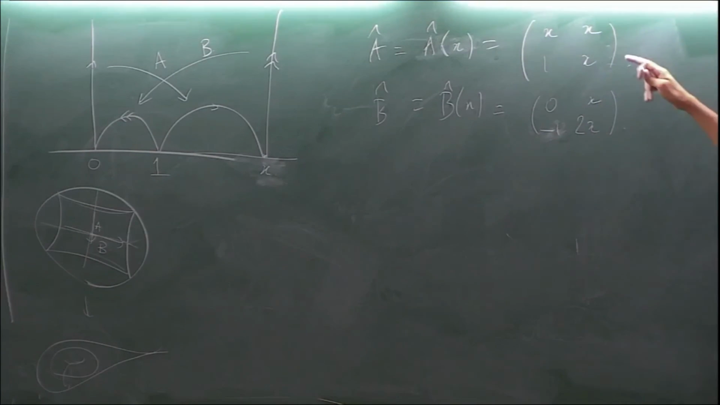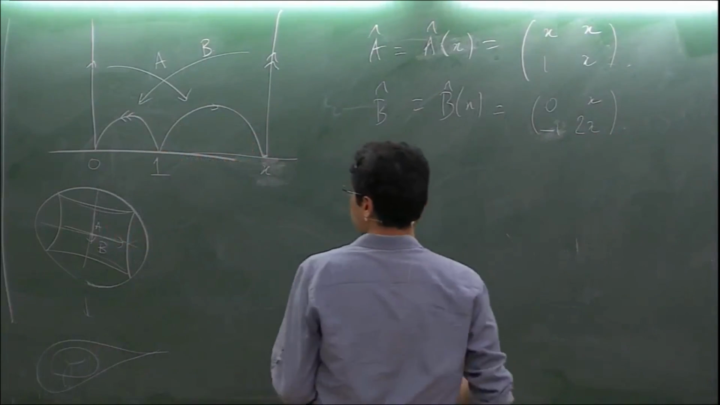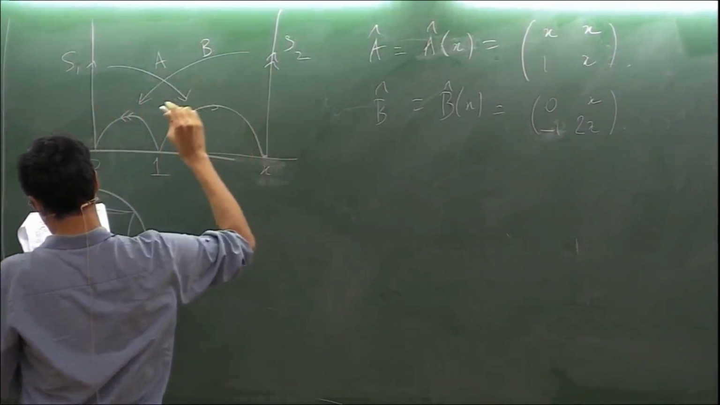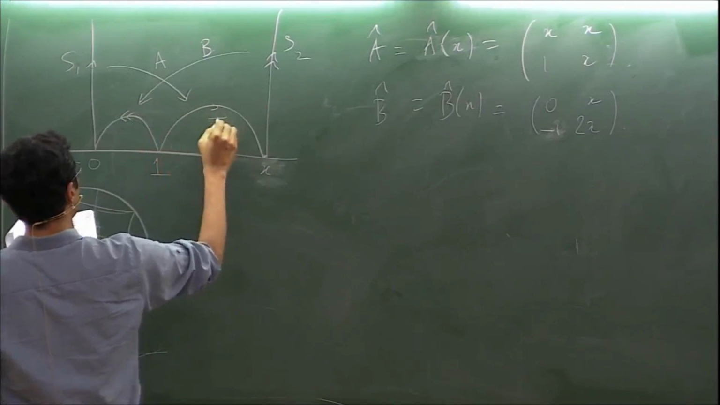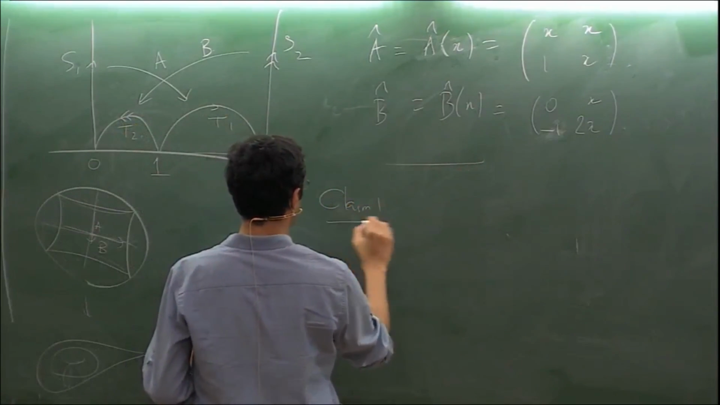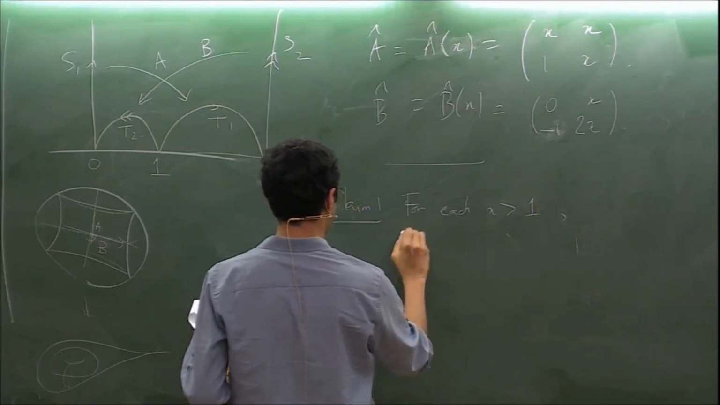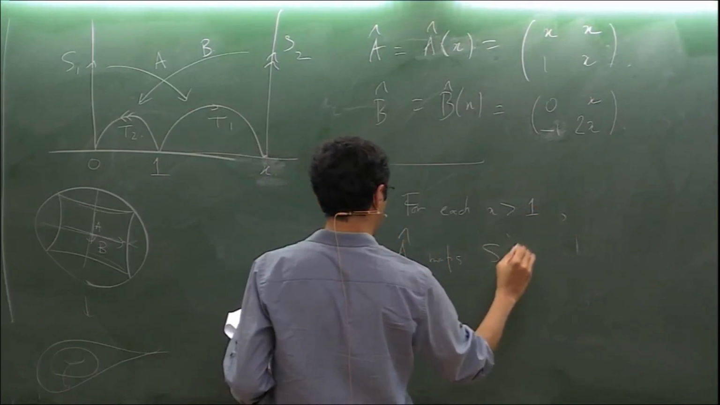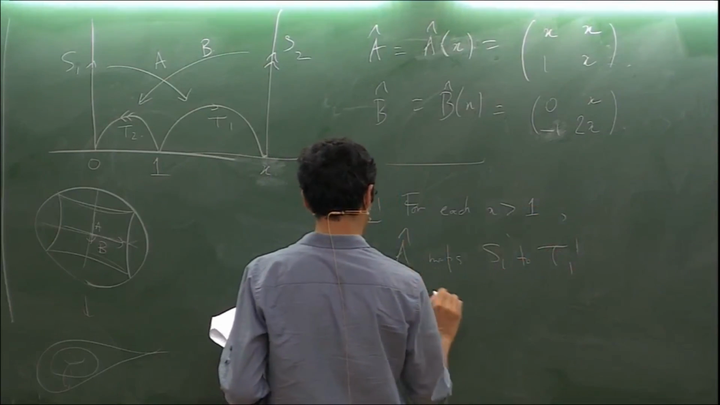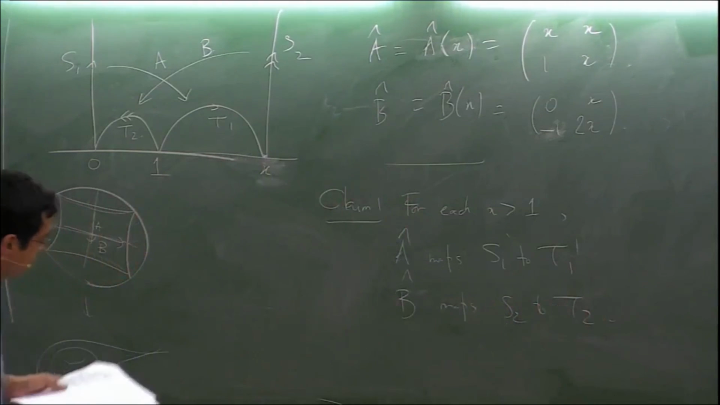So these matrices actually do these identifications. So the claim, let me label these also. This is S1, this is S2, this is T1, this is T2. So claim 1 is that for each x bigger than 1, A hat maps S1 to T1, and B hat maps S2 to T2. Okay? And this you can check.